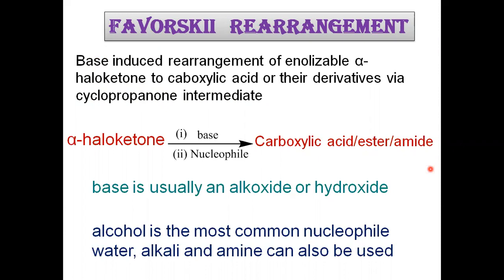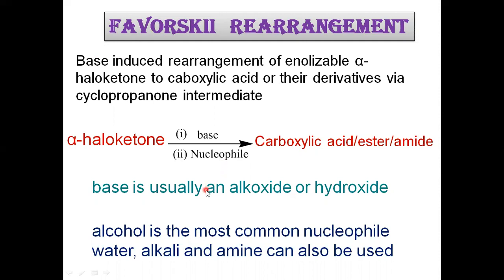Favorskii rearrangement involves the reaction of an alpha haloketone having at least one alpha hydrogen with a base in the presence of a nucleophile, which results in a skeletal rearrangement via a cyclopropanone intermediate to give a carboxylic acid or carboxylic acid derivative. It means in Favorskii rearrangement, alpha haloketones are converted into carboxylic acid or its derivative by the reaction of base and nucleophile.